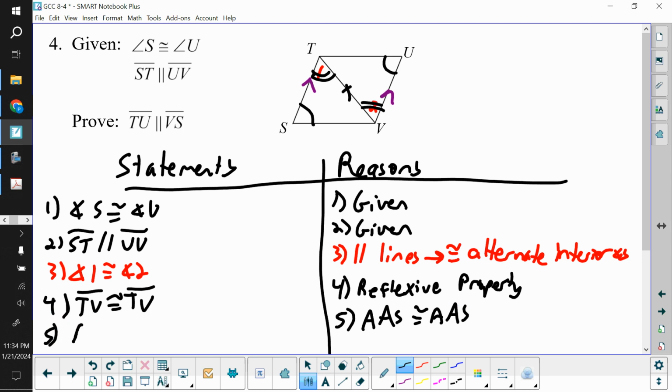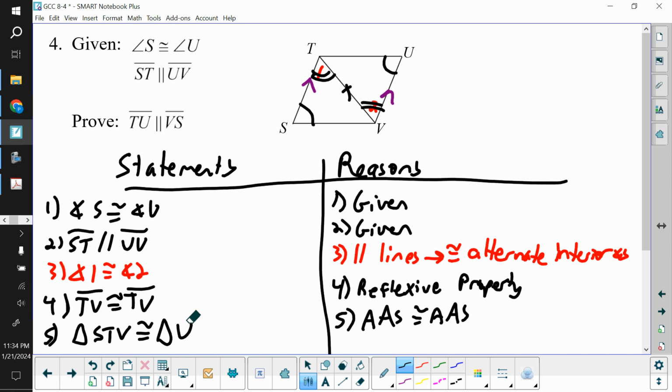Name one triangle anything you want. I'm going to go with STV is congruent to triangle. Now we got to be careful. Make sure to match things up based on how they're marked. S had our single arc, so that matches with U.